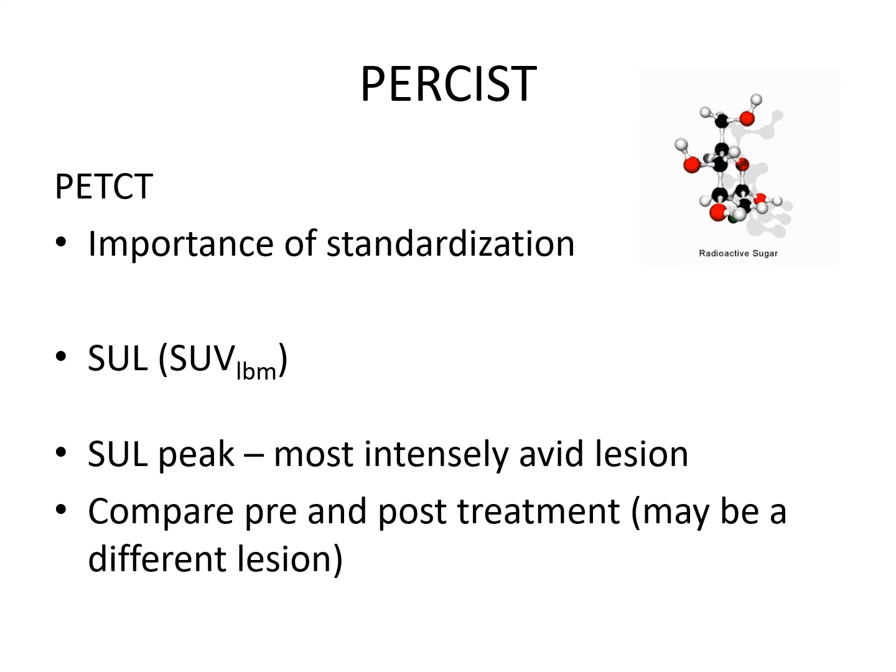Okay, PERCIST is used in PET CT. Again, this is probably more relevant to research, to be honest. But you've got the SUV based on lean body mass, or the SUL as you call it. So that's just like a measure of how active a site of disease is, how intense the uptake is. And you look at the most intense lesion and then compare pre and post treatment. And it may even be a different lesion.